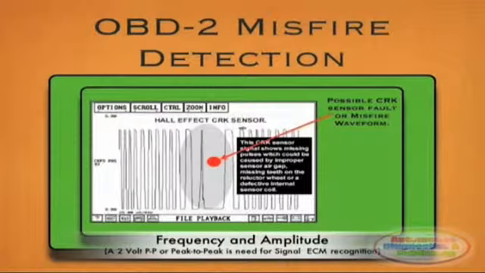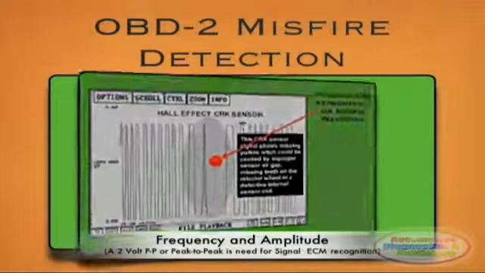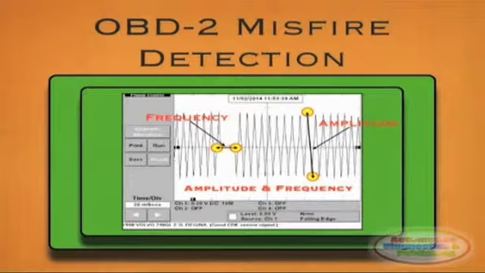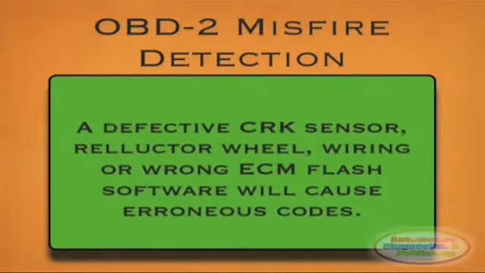At minimum, a small sensor to reluctor wheel gap, and a 2-volt peak-to-peak signal is needed. The frequency is the cycle time, and the amplitude is the top-to-bottom distance of the cycle crest. A minimum of 2 volts from top to bottom, or peak-to-peak, is needed. A sensitive flash is now very rare, but a loose or faulty crank sensor or reluctor wheel are causes of misfires.